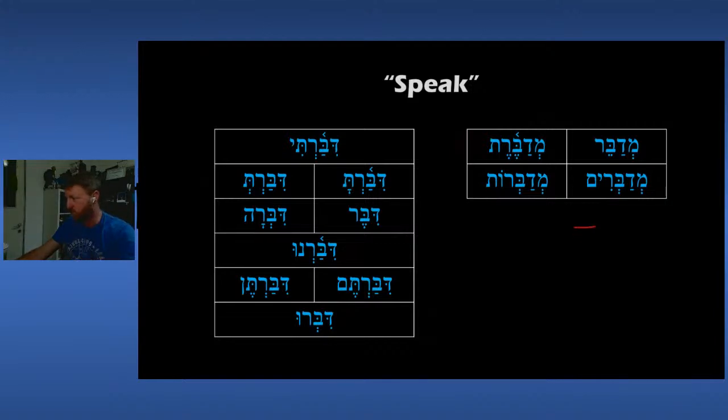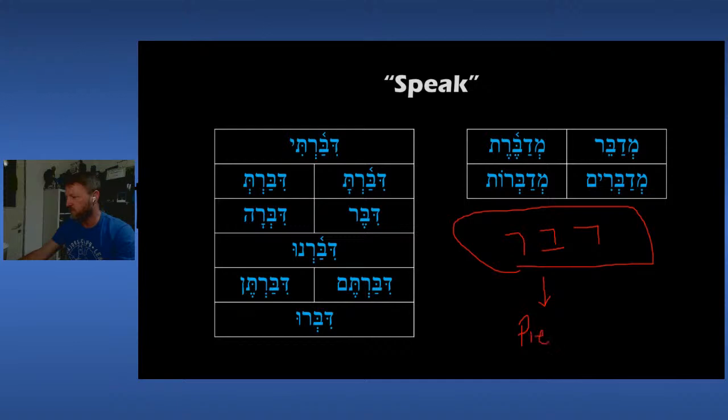Essentially, the root davar, as a verb, falls into the piel. Why does it fall into the piel? No one knows. If somebody tries to tell you that it's because it's intensive, no, it just means speaking. That root finds expression in the piel, and it normally does not find expression in the kal.